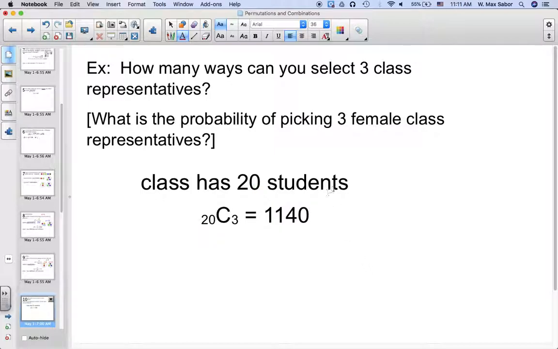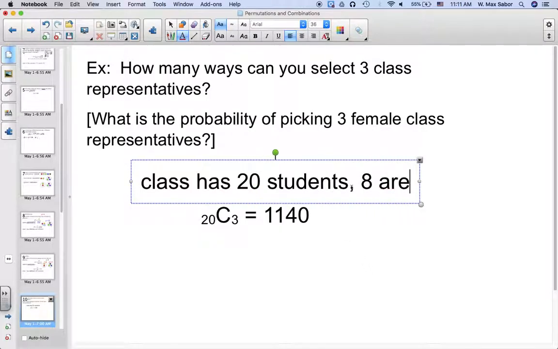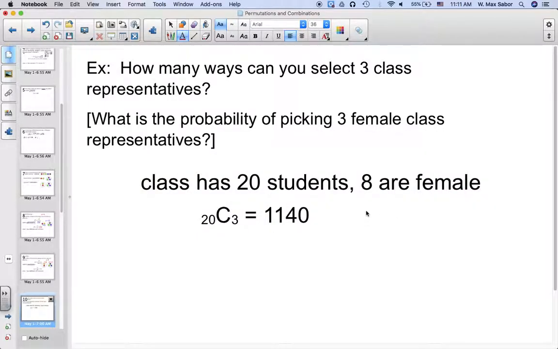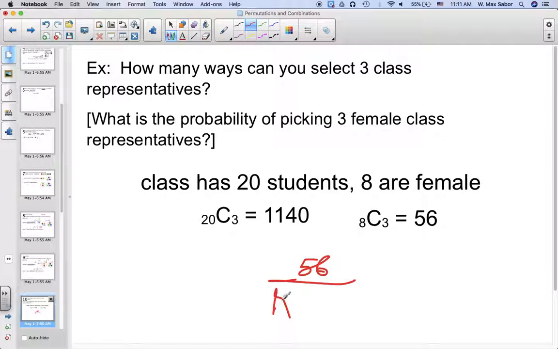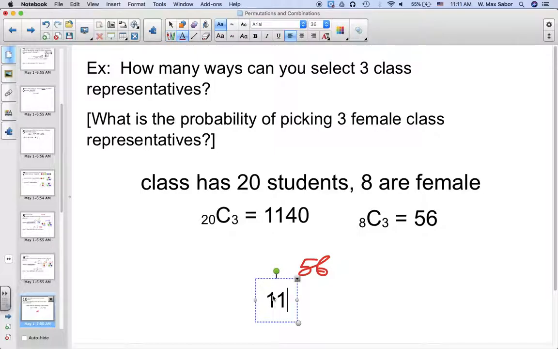Now let's say that 8 are female. If 8 are female, then the chance of choosing three female ones is taking 3 out of the 8. So 3 out of those 8 will be 56. So the probability of picking 3 female class representatives is 56 divided by 1,140.